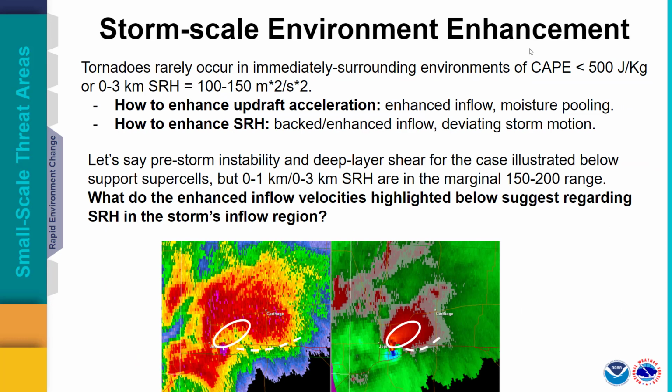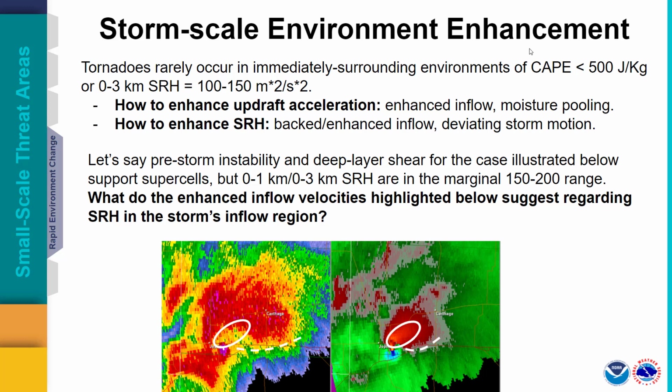While tornadoes are, in general, a rare phenomenon, they are especially rare in areas where CAPE is less than 500 joules per kilogram or 0 to 3 kilometer SRH is less than 150 meters squared per second squared. Getting a surprise tornado in these environments requires storm scale enhancement to support tornadogenesis.